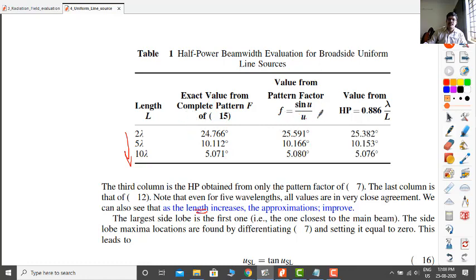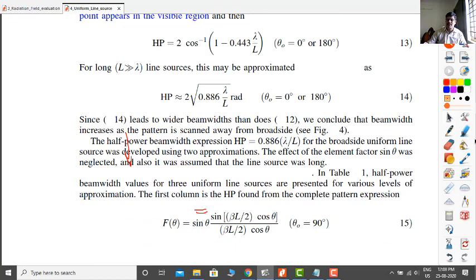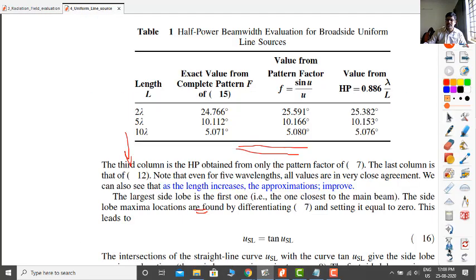This one is where we have taken only the pattern factor into account. We have just ignored the sin theta element factor. This one is the approximate formula we have just derived to compute the beam width. Here the table compares these three techniques.